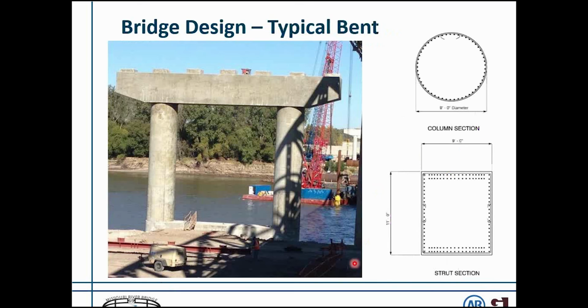So for our typical vents, we have two column vents, and the columns are 9-foot diameter. They're supported by drilled shafts, and there is a strut that connects them to help with vessel collision forces.